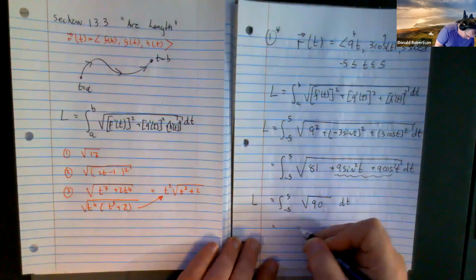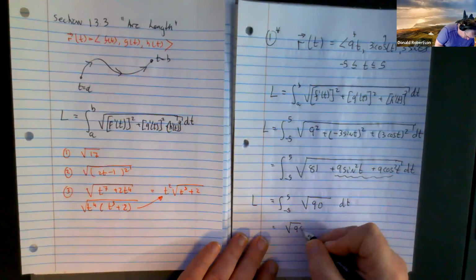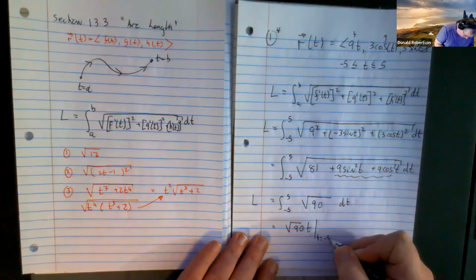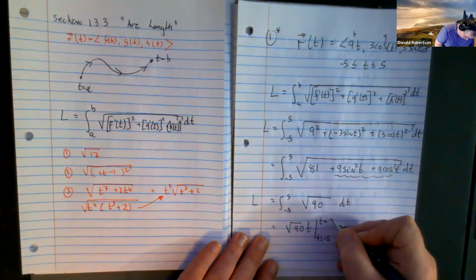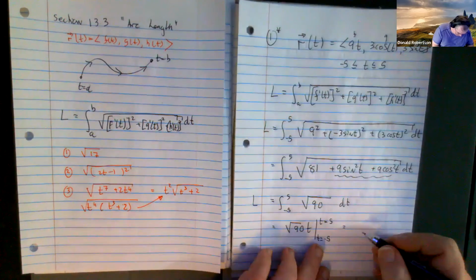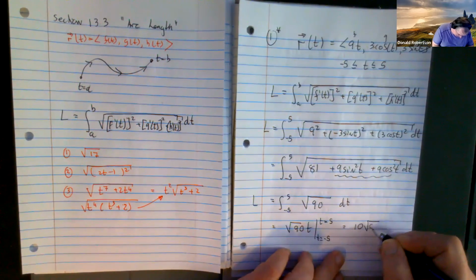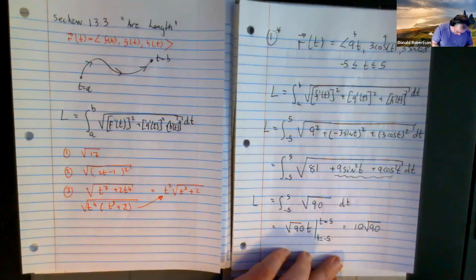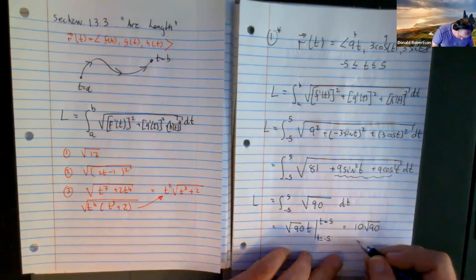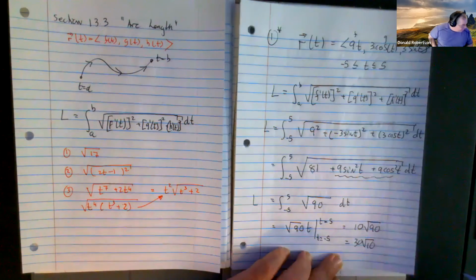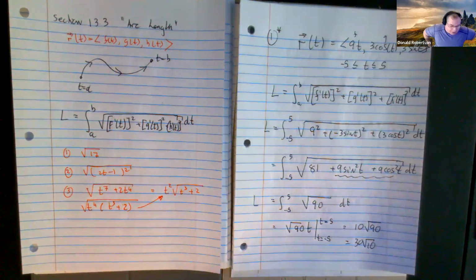And integrating numbers is easy. You just stick a t at the end and you evaluate it at t is -5 and t is +5. And eventually you'll get 10 of those guys, and that can become 3 root 10. So you get 30 root 10, and it's the right answer.